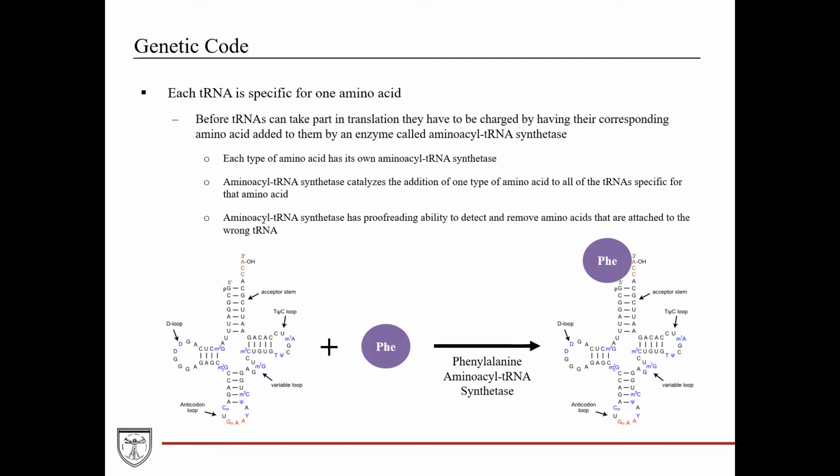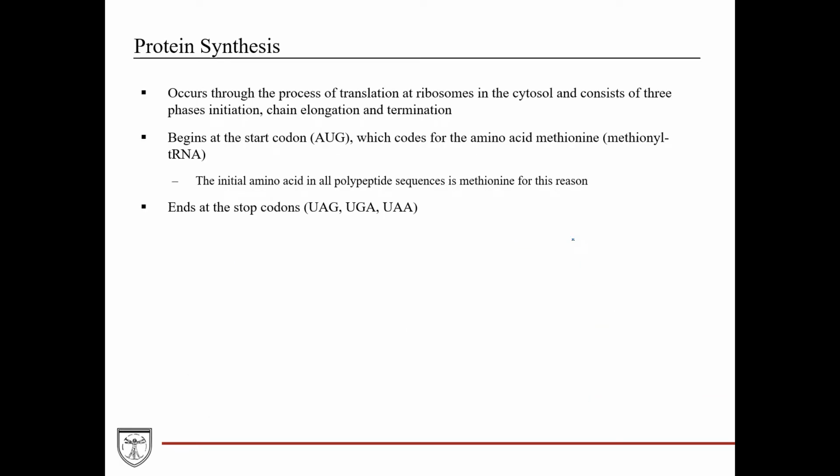Now, one interesting thing to note is that aminoacyl tRNA synthetase has proofreading ability to detect and remove amino acids that are attached to the wrong tRNA. So just another mechanism of protection to assure the genetic code from gene all the way up to protein is translated with the highest integrity. So protein synthesis overall, so the process of translation, takes place at the ribosome, like we've talked about, in the cytosol, and it has 3 phases: initiation, chain elongation, and termination.